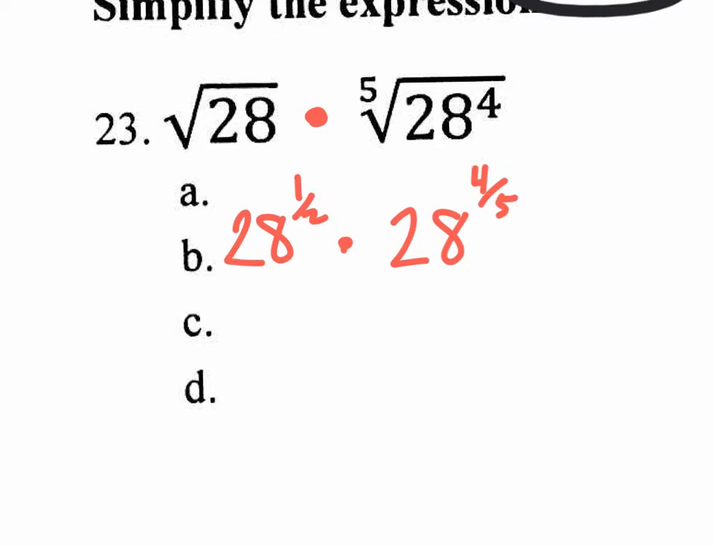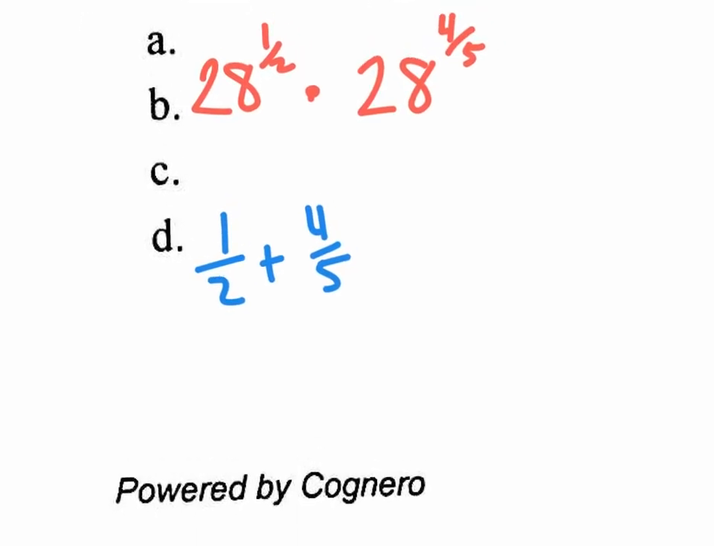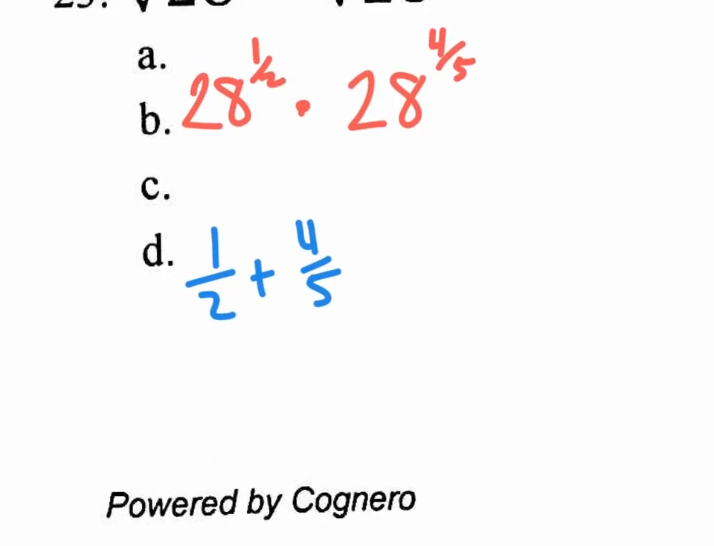So this is something you're probably going to do on the side. 1/2 plus 4/5. And then we'll go back to the actual answer. But let's do the powers. Let's add the powers. In order to add 1/2 and 4/5, you need a common denominator. That's going to be 10.